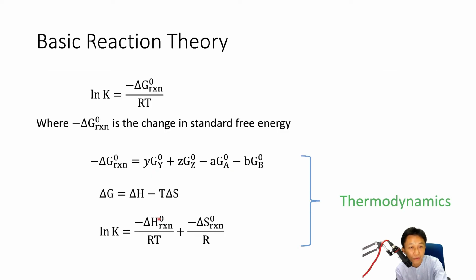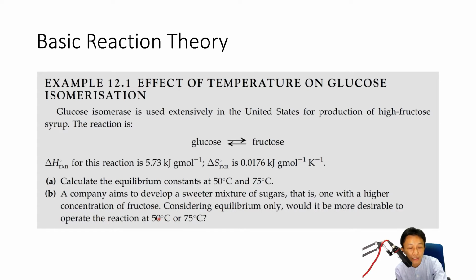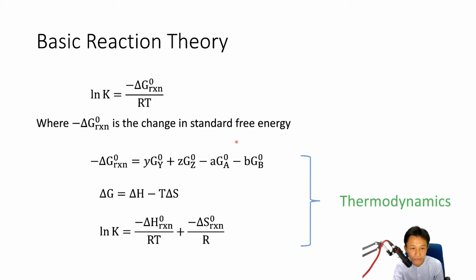We have an example of this one. Isomerization just changes the molecule, so it's the same molecule but a different configuration. Glucose isomerase is used in the production of high fructose corn syrup. High fructose, so it's something that is sweet. Delta H enthalpy is this one. Delta S is this one. Calculate the equilibrium constant. This one.